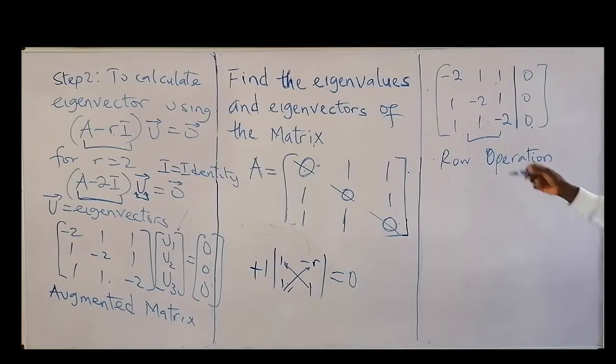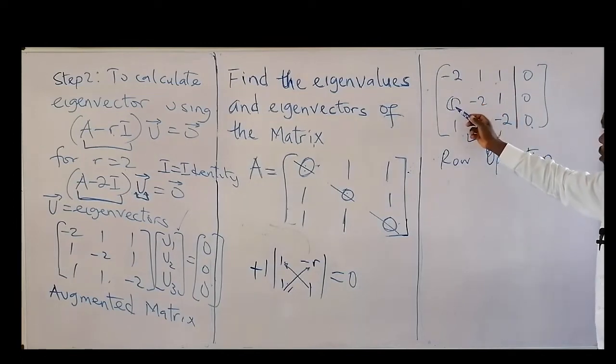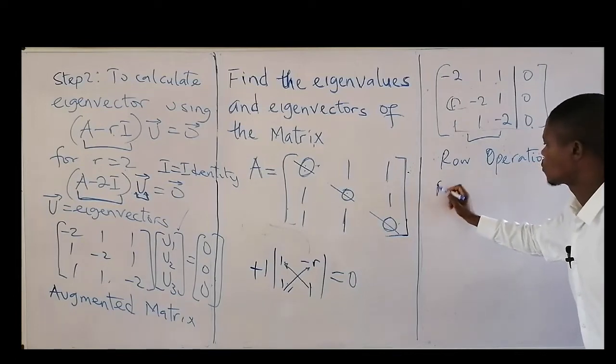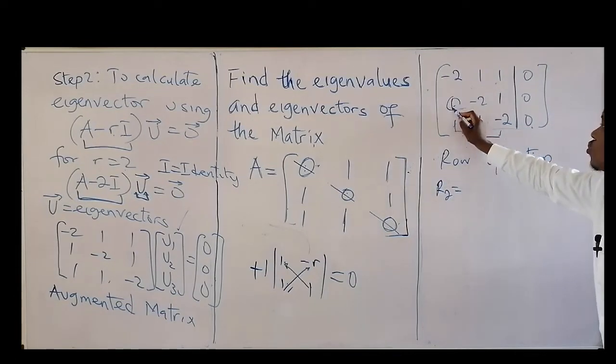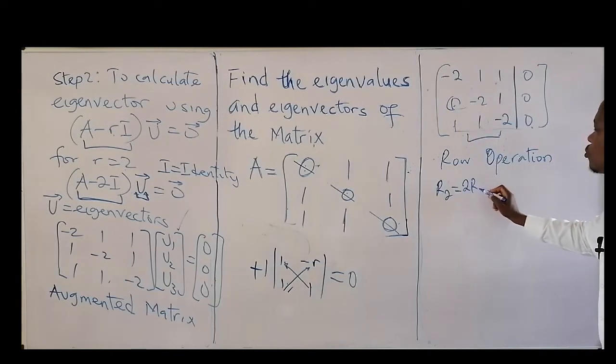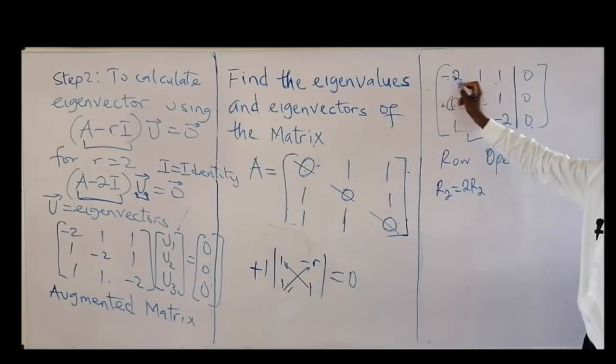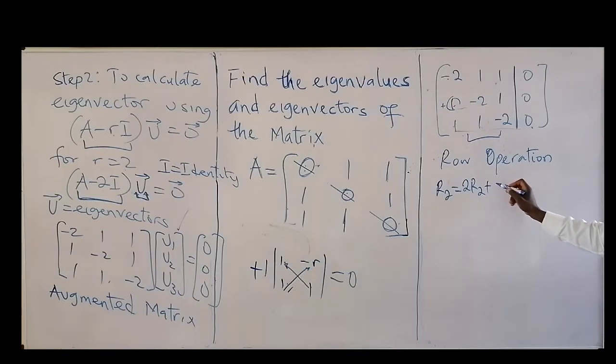All we're trying to do here is to have 0 here, 0 here, 0 here, and if possible, the whole third row can be zeros. Even the second row can also become zeros. So row 2 is equal to, this is 1 here, so if you want to make this one to be 2, it's going to be 2 row 2, plus row 1.